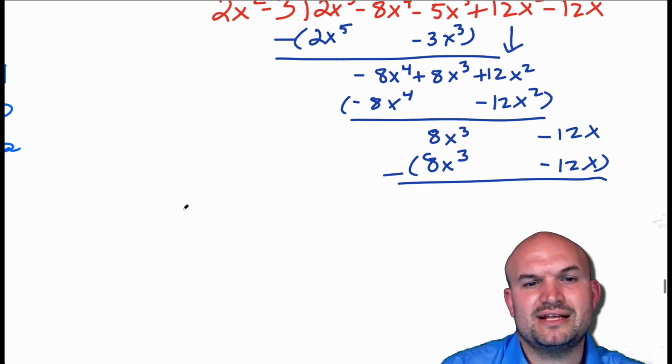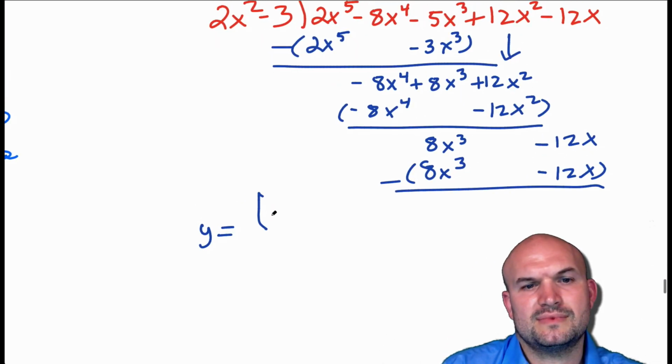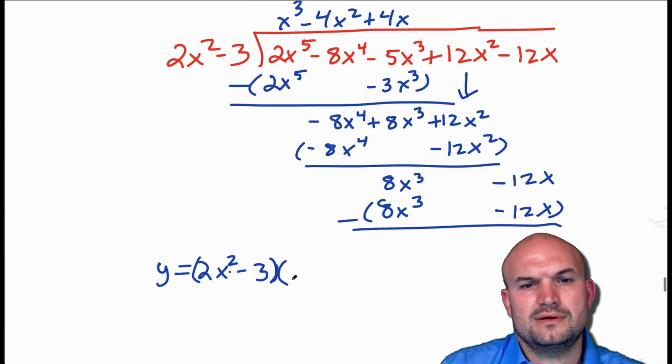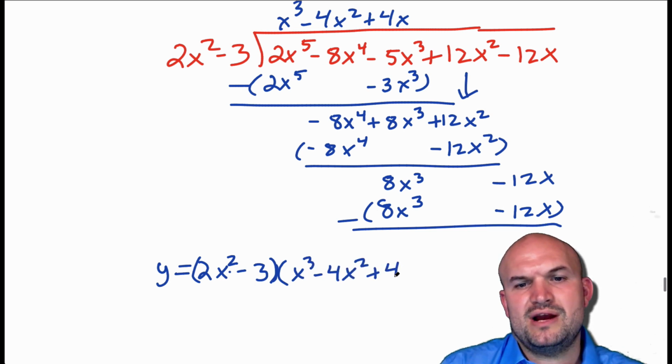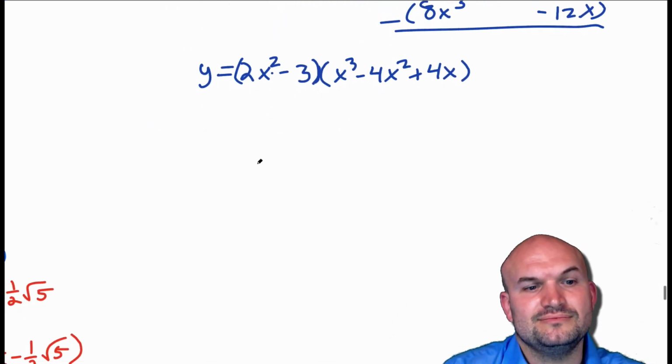And now let's write these as our linear factors. So I have y equals 2x squared minus 3 times x cubed minus 4x squared plus 4x. Okay, so again, we need to write this as a product of linear factors.